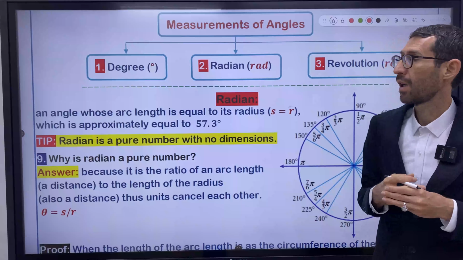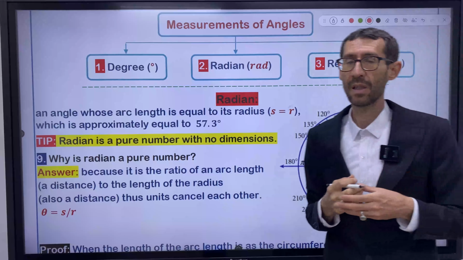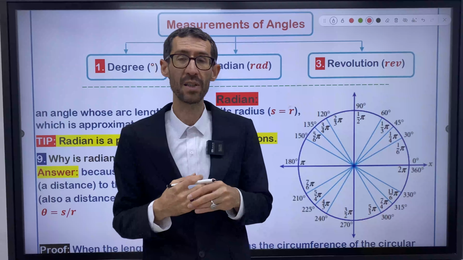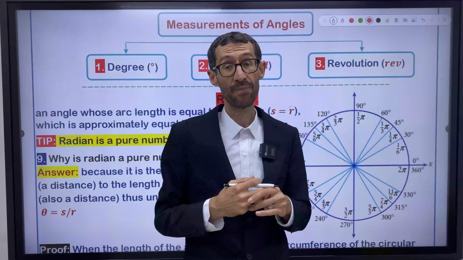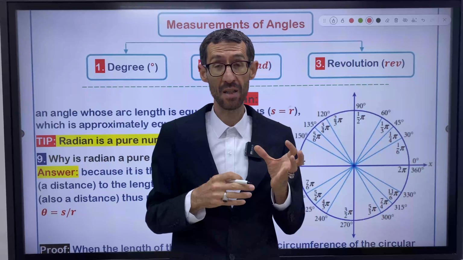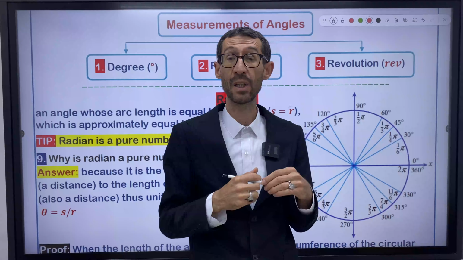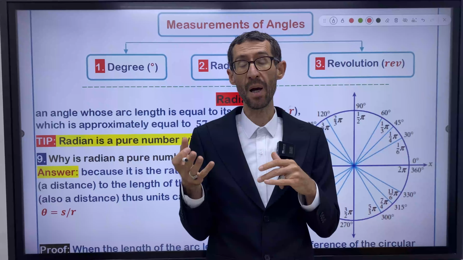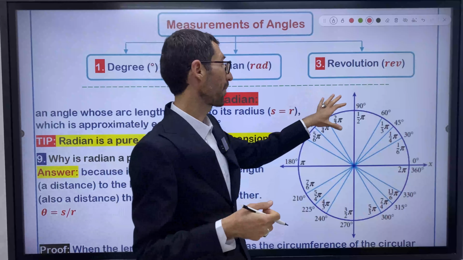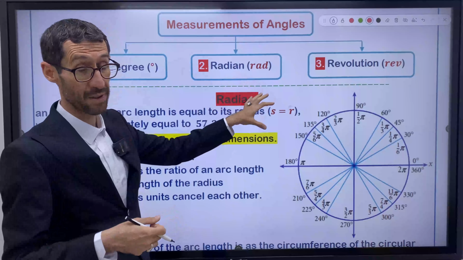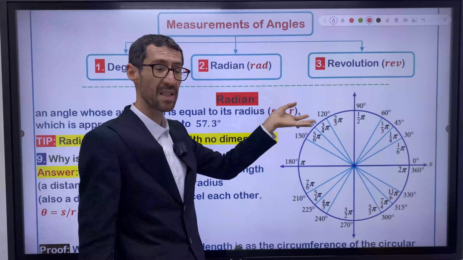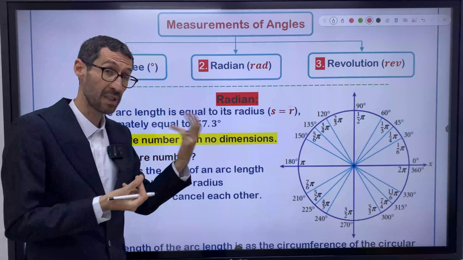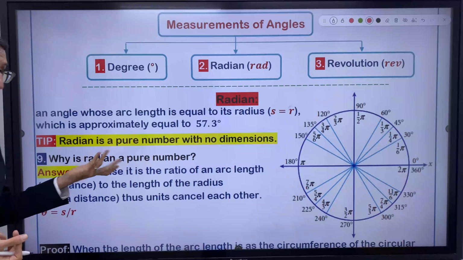For example, in previous years, especially in grade 10, we had the index of refraction. And this index of refraction was unitless. We didn't write any unit after the number, but here radian is different. Radian is a pure number, it is unitless, but you use rad after the number, even though it's unitless, right?